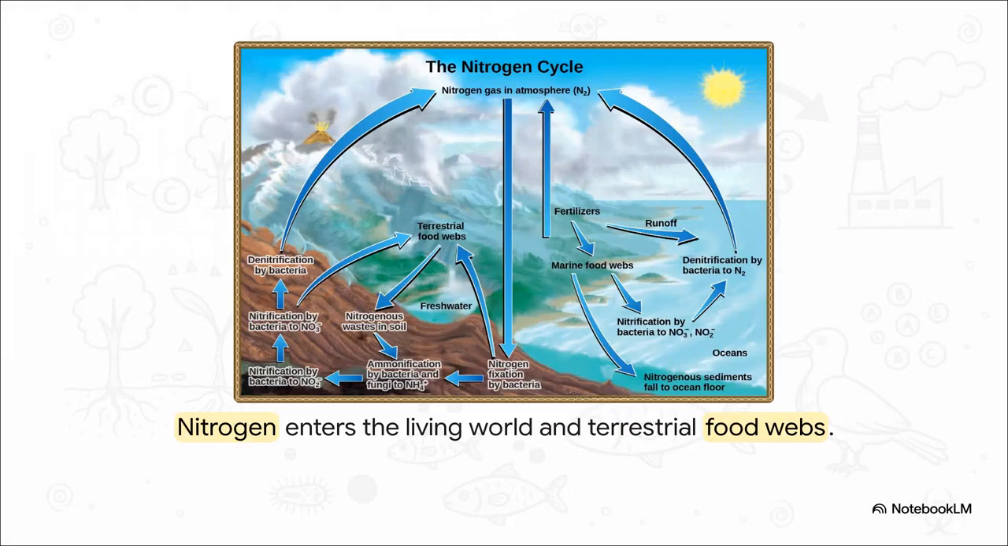Now notice how visually interconnected this cycle really is. Trace the path with me. From atmospheric nitrogen coming down into the terrestrial food webs and going straight into the root nodules of legumes, so think peas and beans.